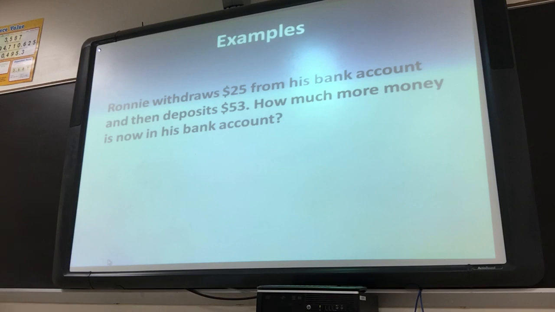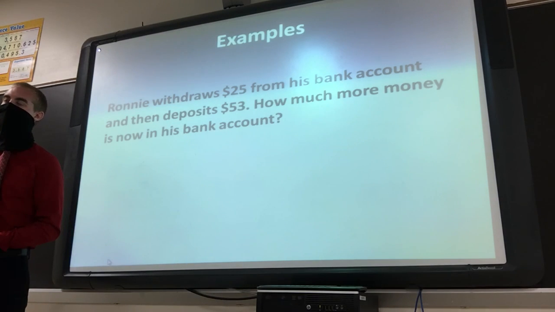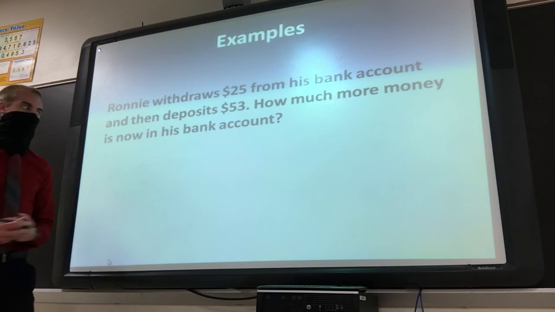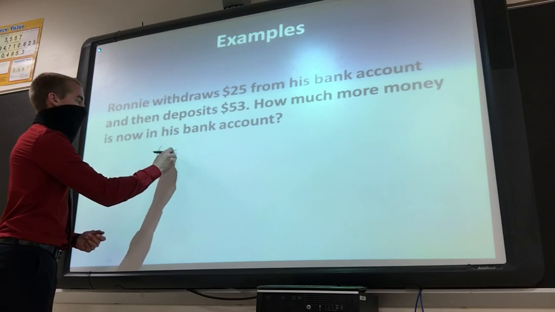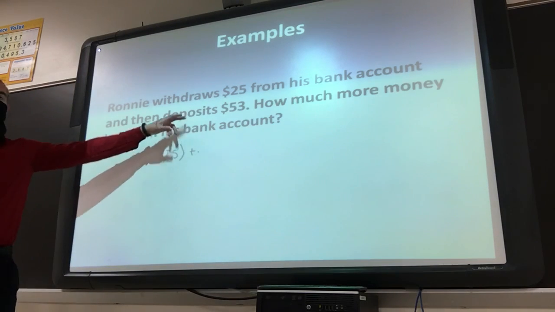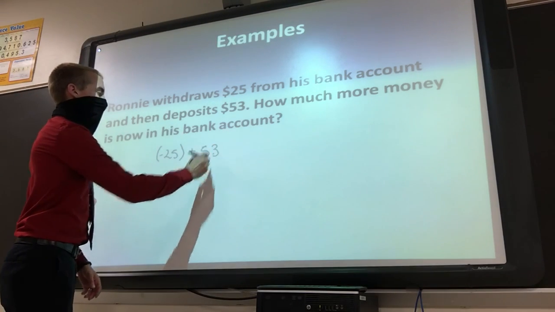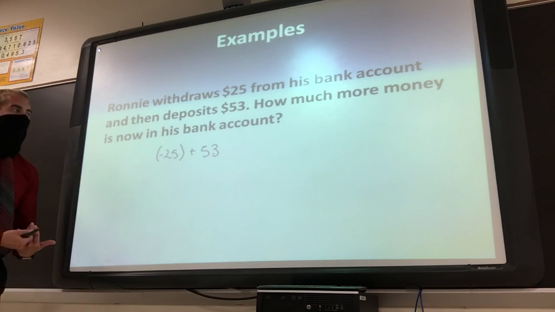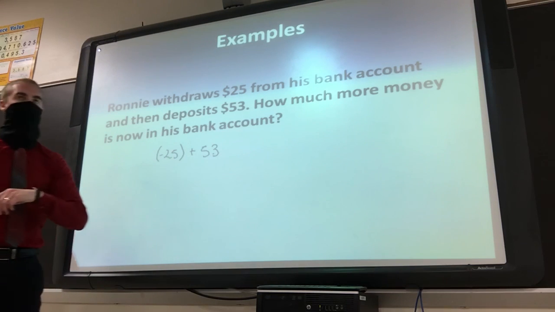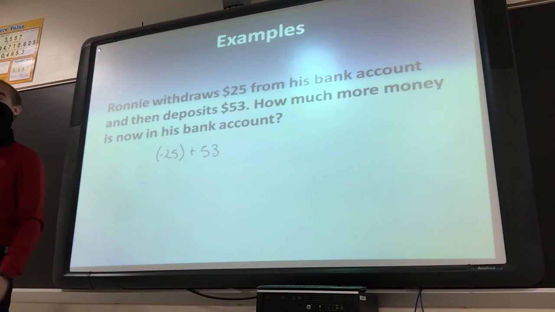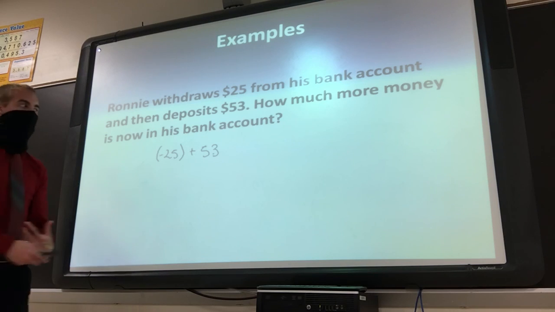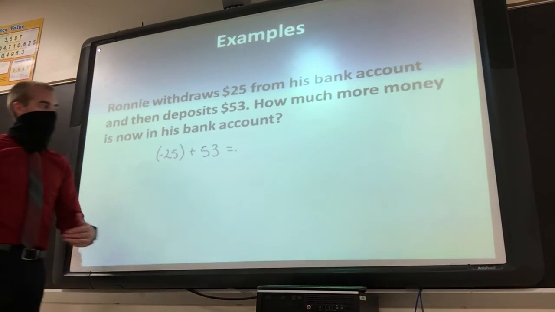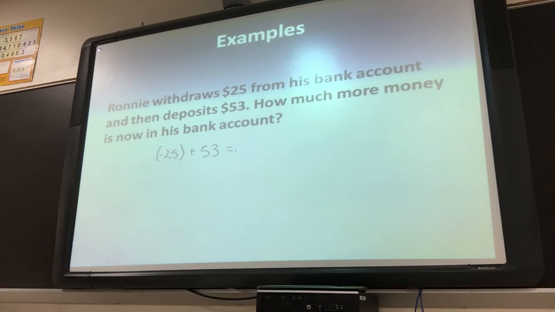I see most of you all doing this right. If he withdraws money, what are we going to write that withdraw 25 as? Yep, minus 25 plus deposits 53, positive 53. So withdraw, he's taking out; deposit, he's putting in. So negative 25 plus positive 53, add or subtract? Subtract because they're different signs. And so 53 minus 25 would get you 28. Positive or negative?